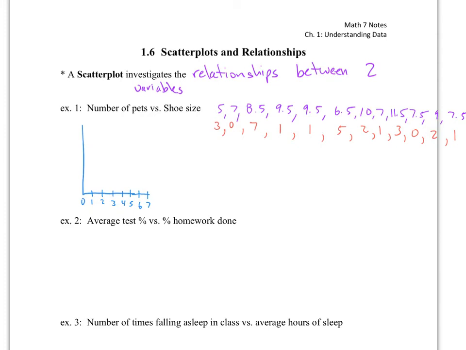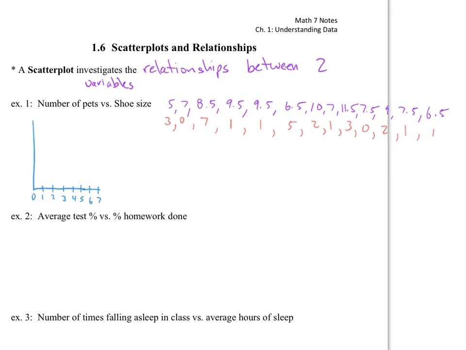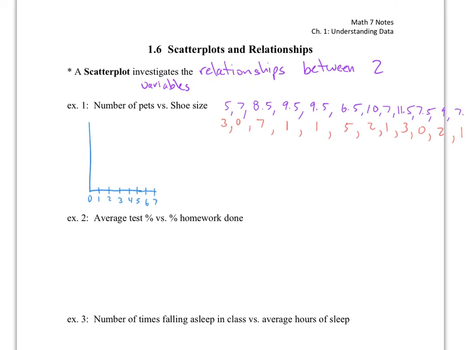What's our biggest shoe size we have? Biggest shoe size? I got an 11 and a half. So what should we go to, I think, on our line? We should go up to 12. You guys have learned something this year. 12, and if I cut that into thirds, I get 4 and 8.